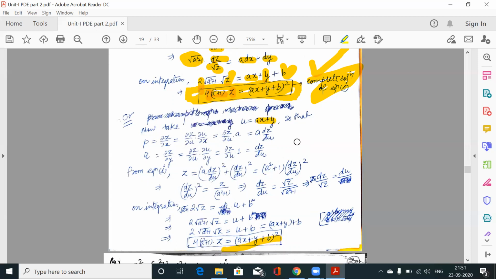So there is no compulsion that we have to get the same answer, meaning this one answer may be different. If you use u is equal to x plus ay, we will get an answer like (x plus ay plus b) whole square. So there is no problem, that answer is also correct.